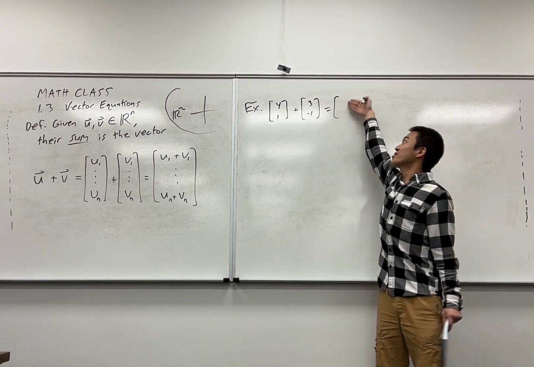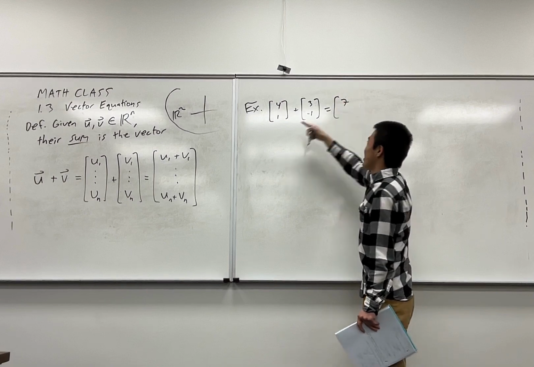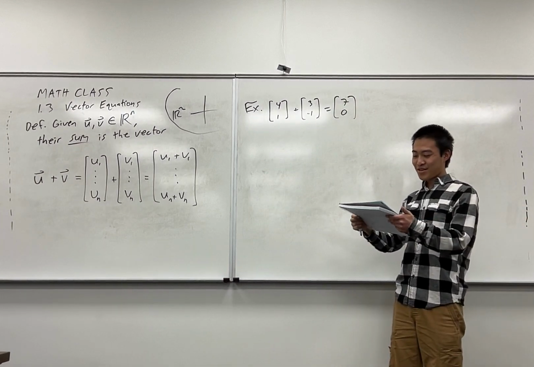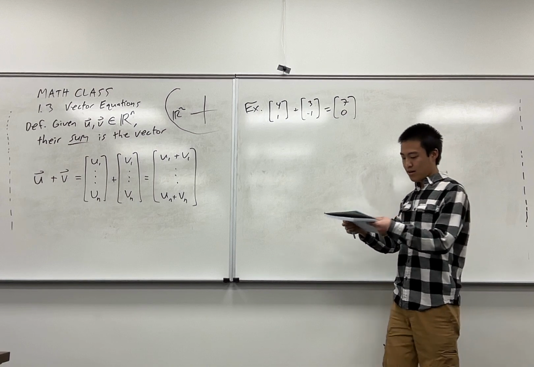Everybody, what's the first one? 7. Wow, and then 0. You should have your degrees already. Why are you still here? Okay.